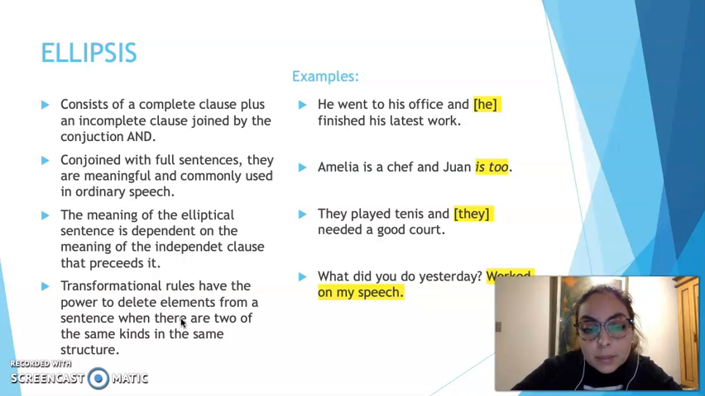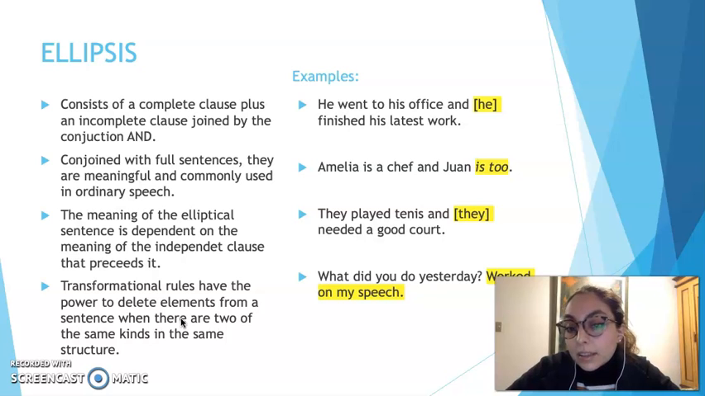The meaning of elliptical sentence is dependent on the meaning of the independent clause that precedes it. They played tennis and needed a good court. It's obvious that they played tennis, so it's not very useful to use again the word they because we know we are talking about them.